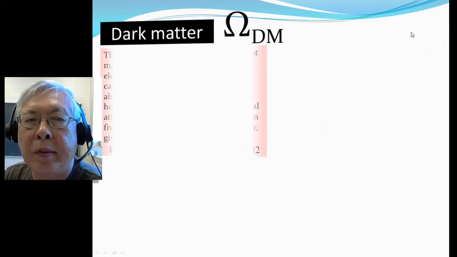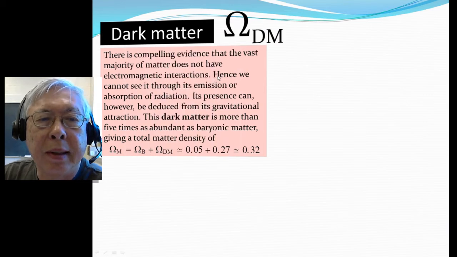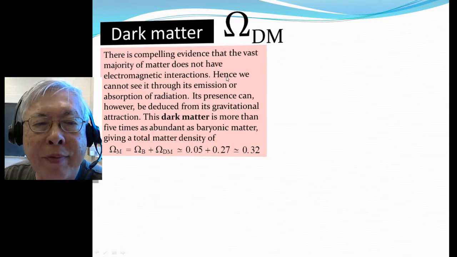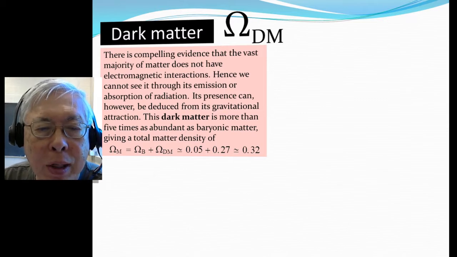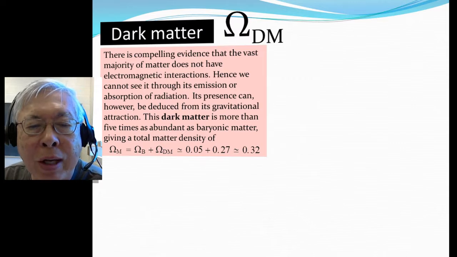Now we're going to talk about dark matter. There's compelling evidence that the vast majority of the matter in the universe does not have electromagnetic interactions. Hence, we cannot see it through emission or absorption of radiation. How do we know its presence then? The presence can be deduced from the gravitational attraction.